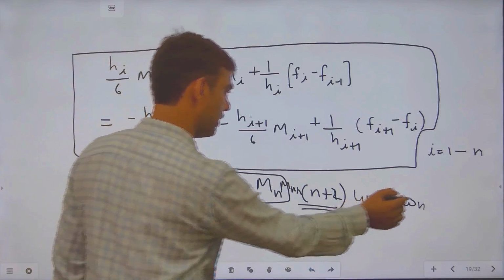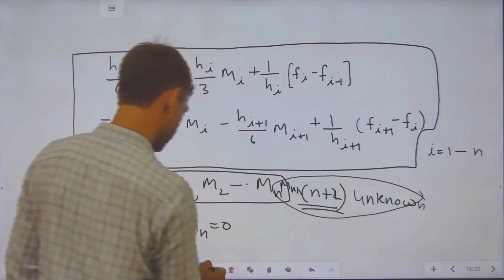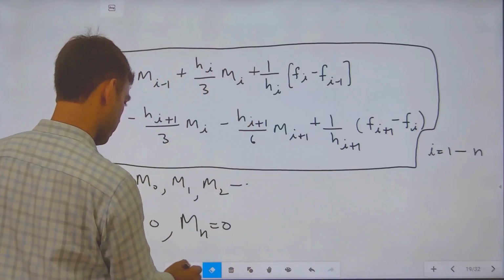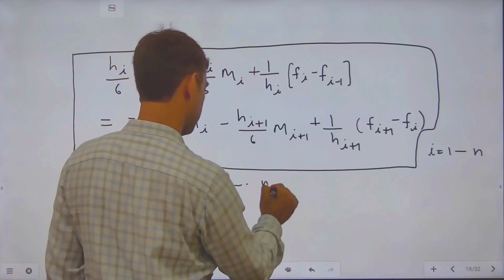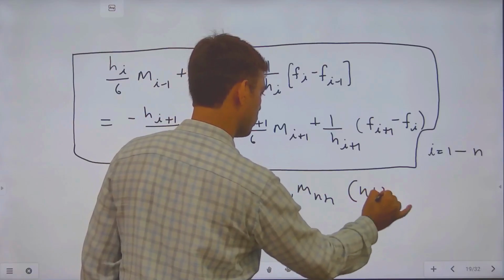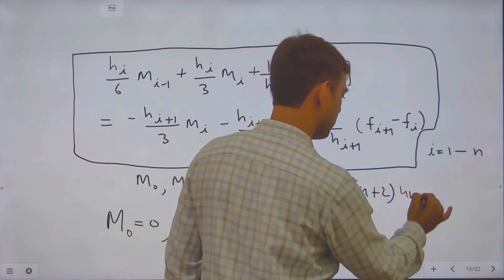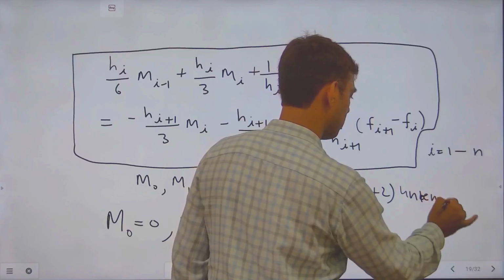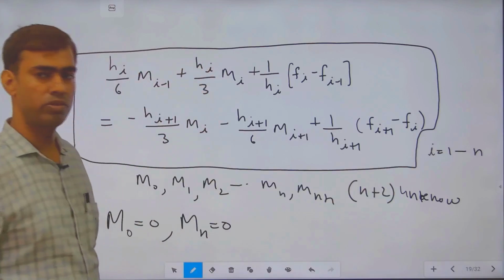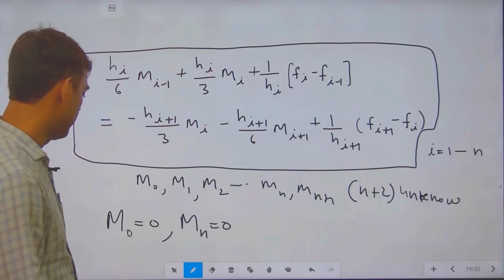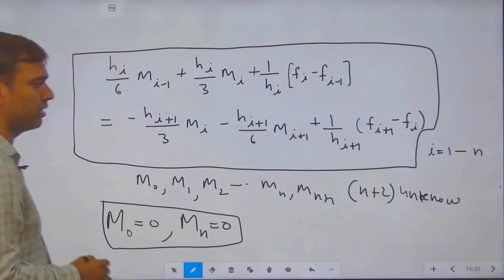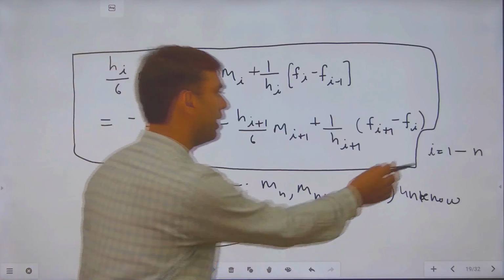So this one we write again here. How many unknowns? There is mn and mn plus 1, so there are n plus 2 unknowns. And how many equations? n equations, if we put i equal to 1, i equal to 2 and i equal to 3 up to i equal to n, and using the concept of a natural spline we get 2 more equations. So the total number of equations becomes n plus 2.